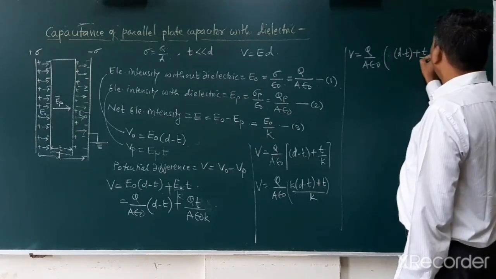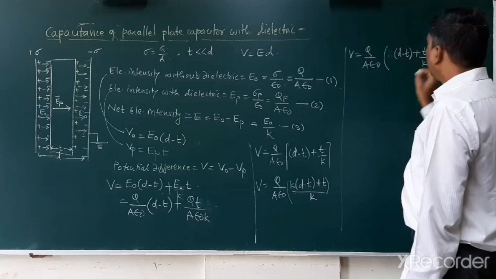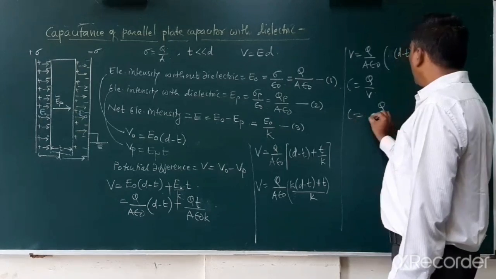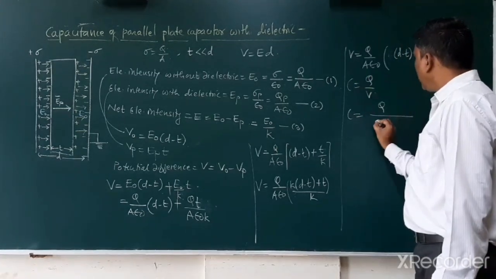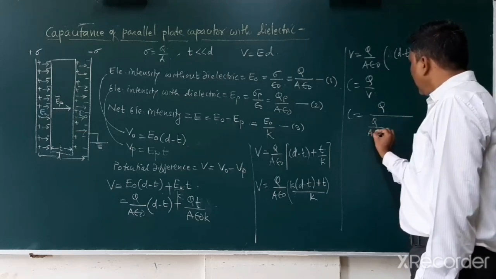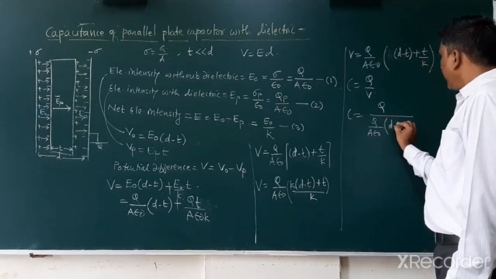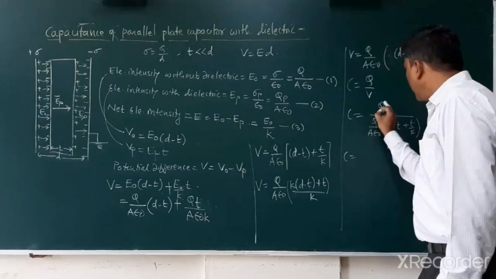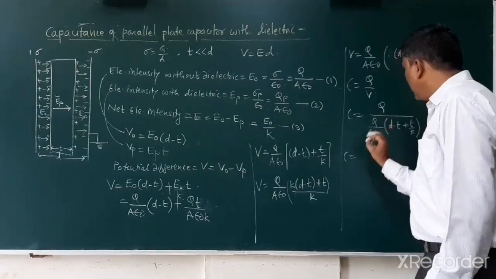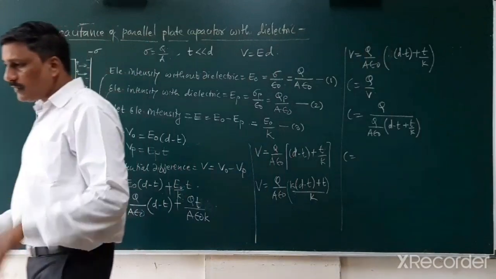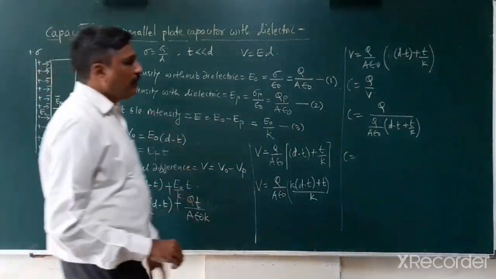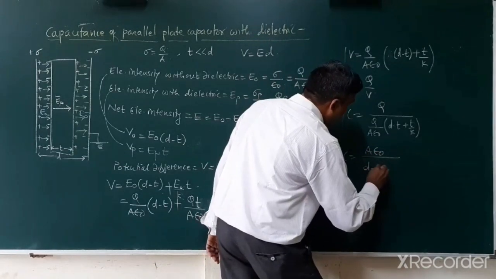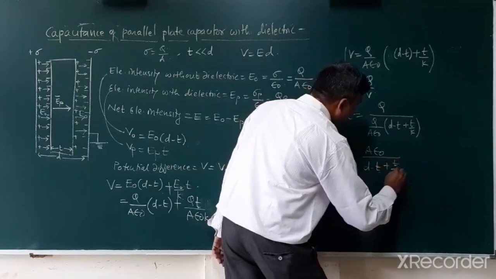Just writing the same step. C equals Q by V, so C becomes Q as it is. Then V equals Q divided by A epsilon 0 in bracket d minus t plus t by k. So Q gets cancelled, and A epsilon 0 goes to the upper part. So it becomes A epsilon 0 divided by d minus t plus t by k.